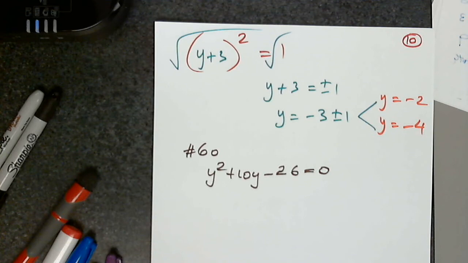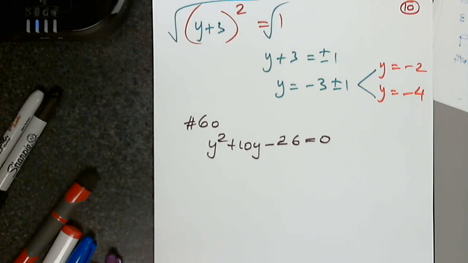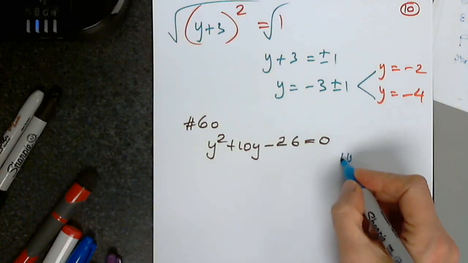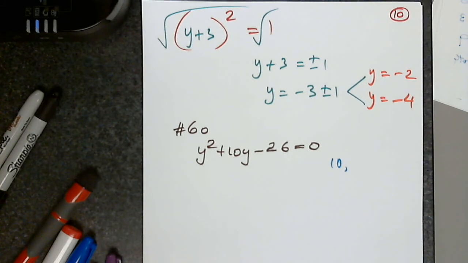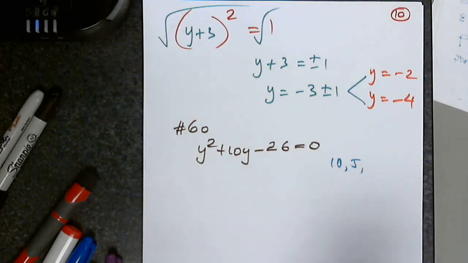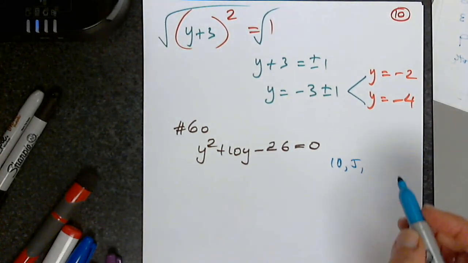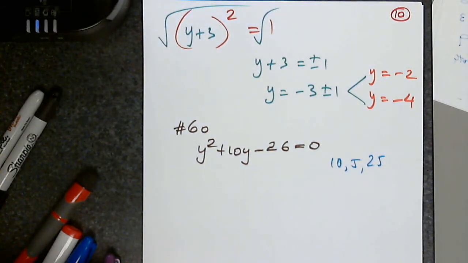First step, I have to identify what? The middle coefficient, which is? I have to divide 10 by 2. What do I get? I have to square 5. What do I get? Good. This is the number I have to add to both sides.